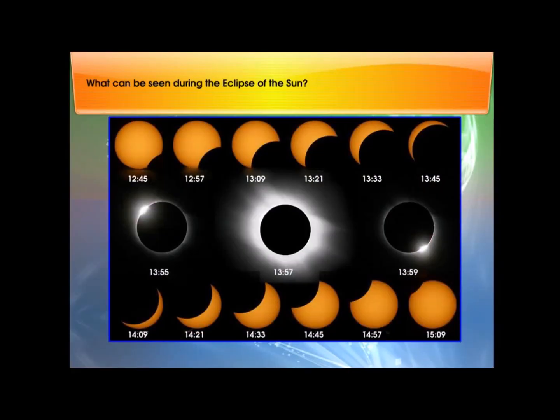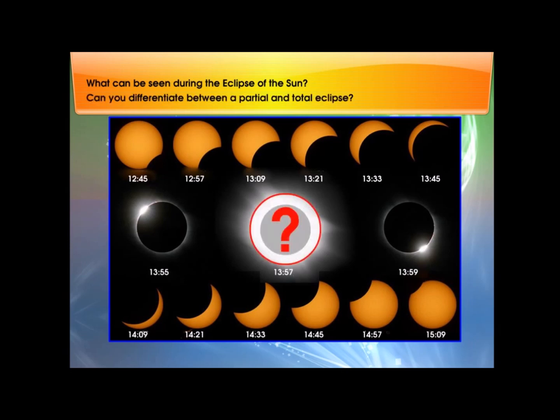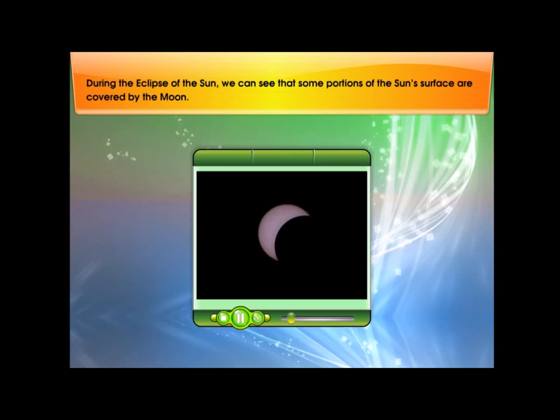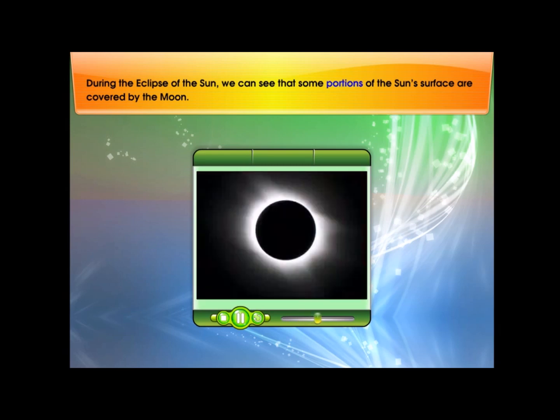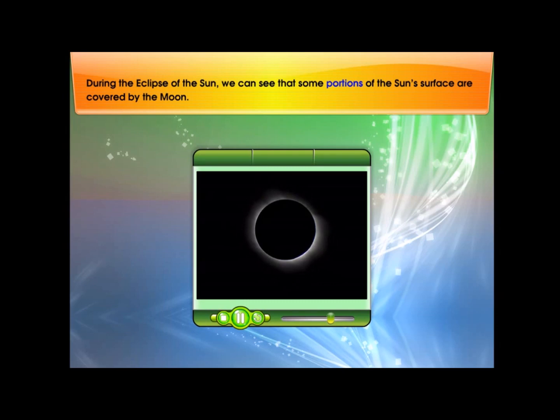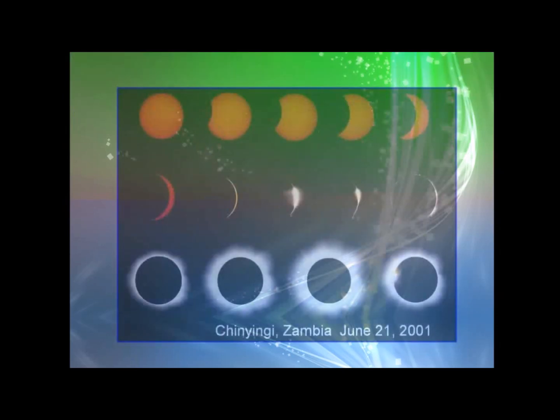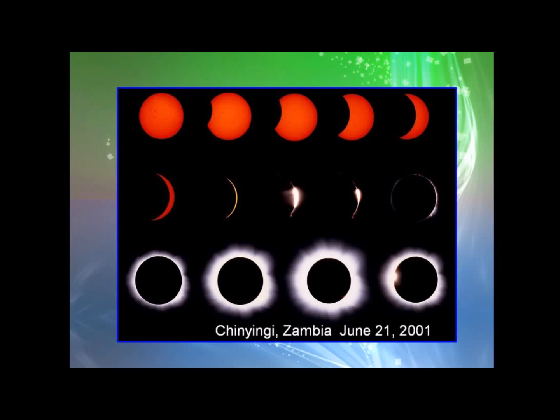What can be seen during the eclipse of the sun? Can you differentiate between a partial and total eclipse? During the eclipse of the sun, we can see that some portions of the sun's surface are covered by the moon. The diagram shows the phases of an eclipse of the sun.